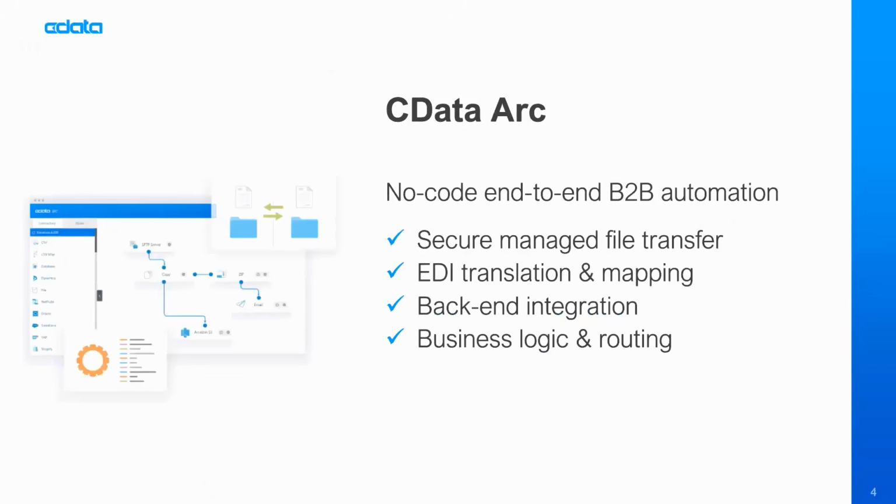But today we're focusing on CData Arc, part of the CData portfolio, and this is our solution that provides no-code end-to-end B2B automation. Each of the steps required for that fully end-to-end B2B automation are secure managed file transfer to talk to your partners, EDI translation and mapping. Of course, we're focusing on that today. Backend integration, so you can talk to your databases and applications and so on. And then business logic and routing to help glue everything together.